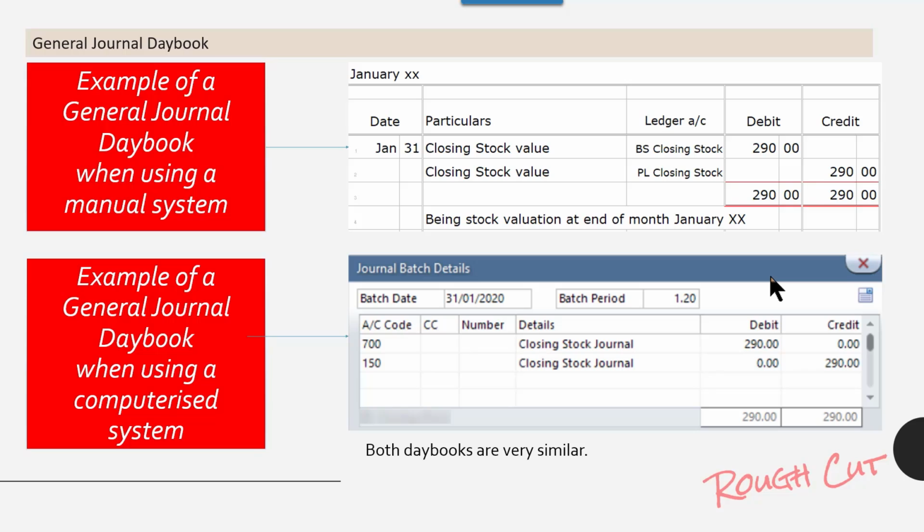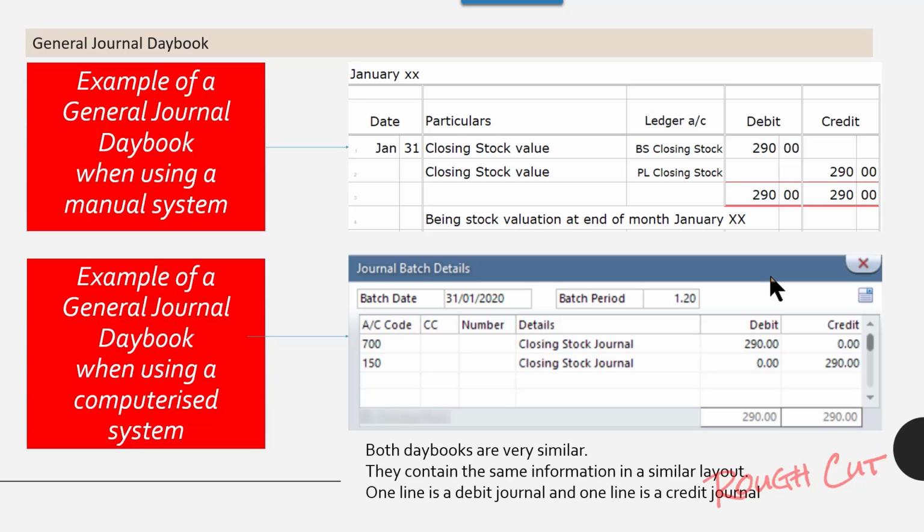Both daybooks are very similar. They contain the same information in a similar layout. One line is a debit journal and one line is a credit journal. Total of debits equals total of credits.